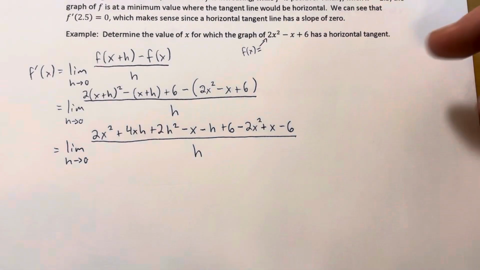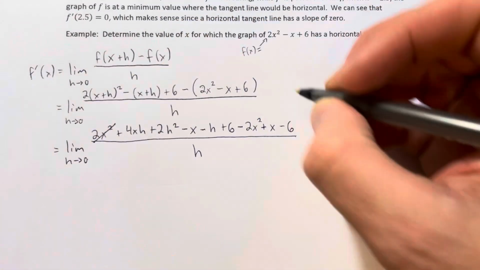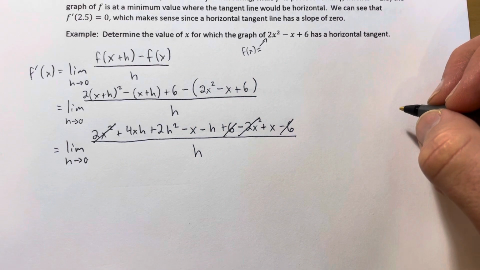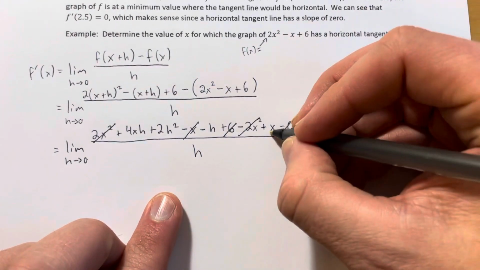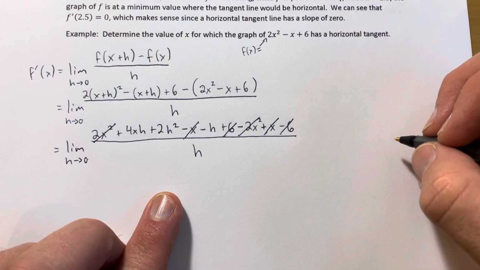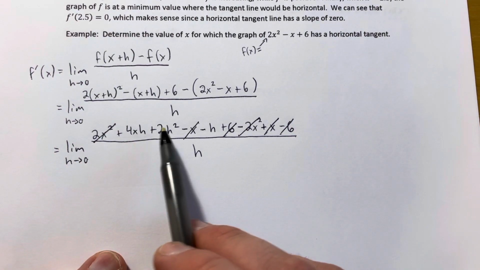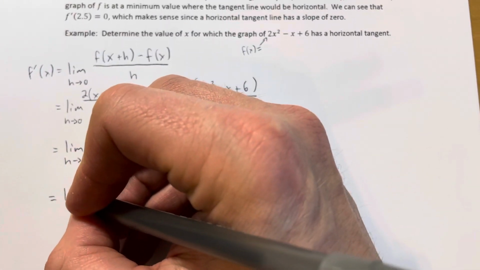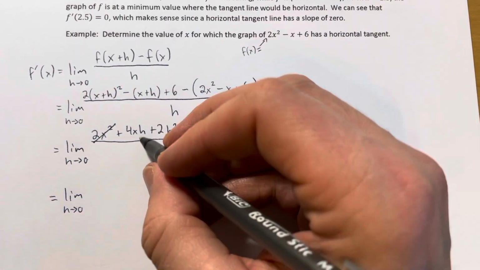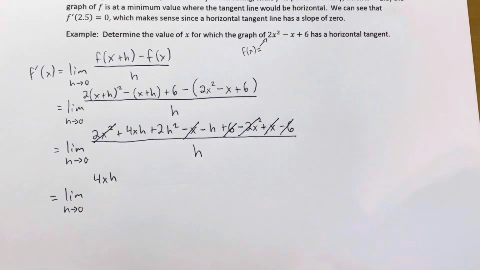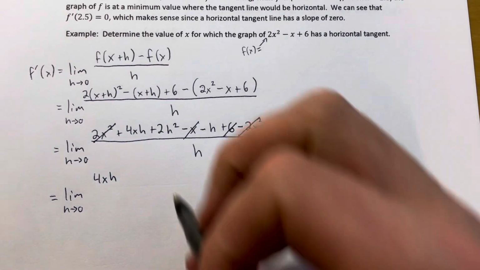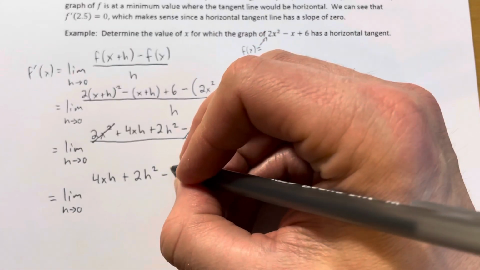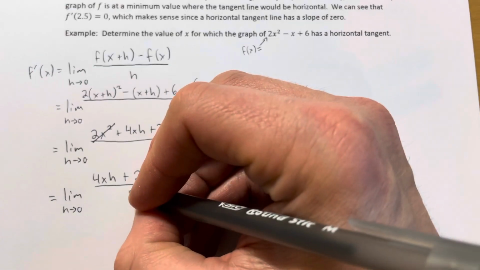And at this point, we cancel as many things out as possible. 2x squared and negative 2x squared. Plus 6 minus 6. What else do we have? I have a minus x and a plus x. All of that stuff cancels out, and it looks like I only have 1, 2, 3 terms remaining, all of which have one of those h's left over. So I have the limit as h approaches 0 of 4xh from here plus 2h squared from there minus h right there all over h.